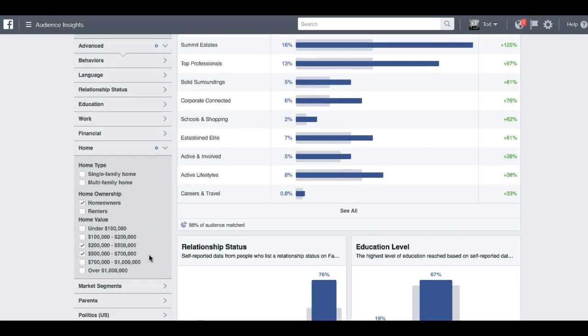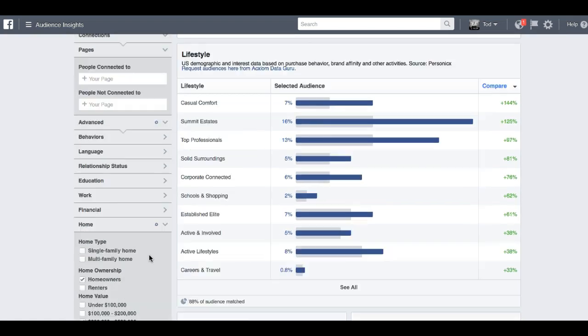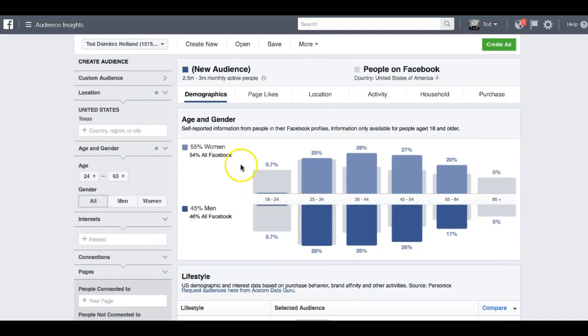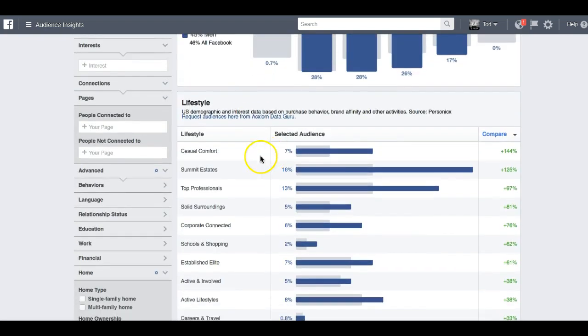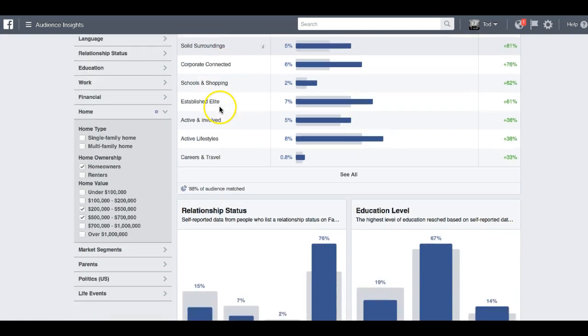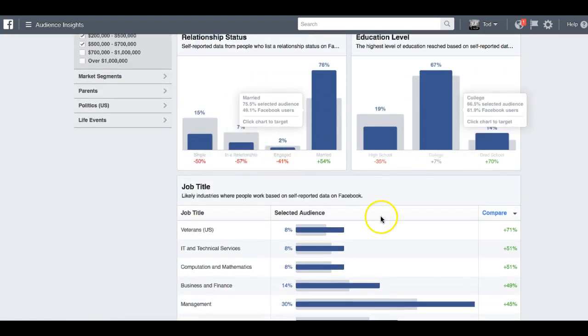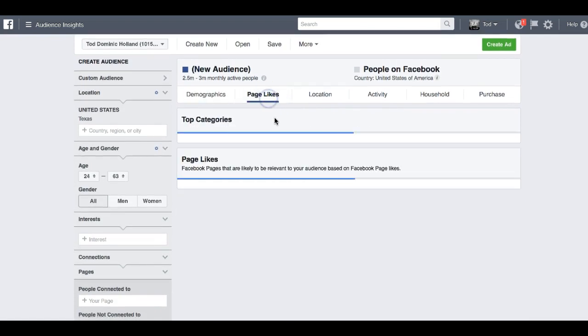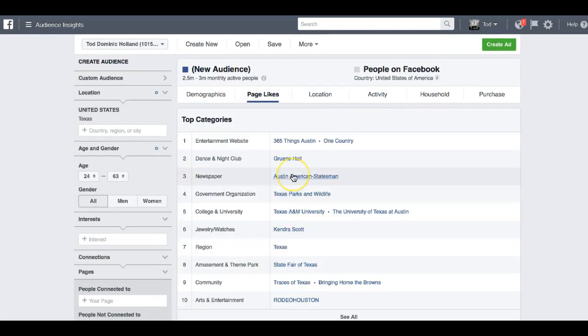So we can actually get similar people to opt in that are going to be very likely to purchase. And we can break this down into many different parameters, including age and gender, demographics, the lifestyle they live, their relationship status, how educated they are, what their job title is. And in addition to that, we can find out what pages they like. So by understanding their interests, we can cater our ads to them much more easily.